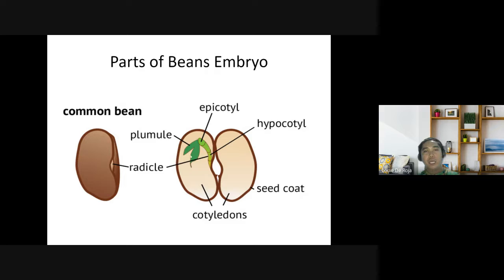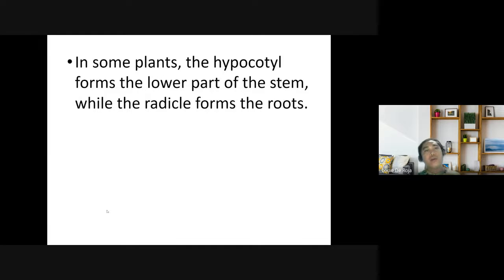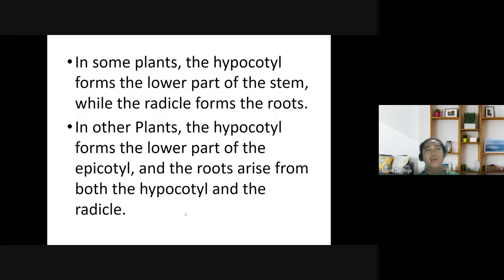Okay, ito po yung epicotyl, hypocotyl, and radicle. So yung radicle yung nagsisilbing roots niya. Yung hypocotyl yung nagsisilbing stem, and epicotyl at plumule, ito yung nagsisilbing leaves niya, yung young leaves. In some plants, the hypocotyl forms the lower part of the stem, while the radicle forms the roots. In other plants, the hypocotyl forms the lower part of the epicotyl, and the roots arise from both the hypocotyl and the radicle.